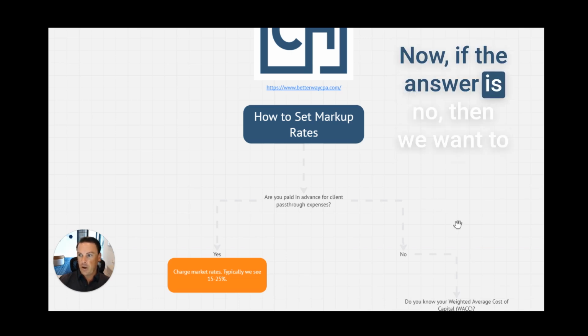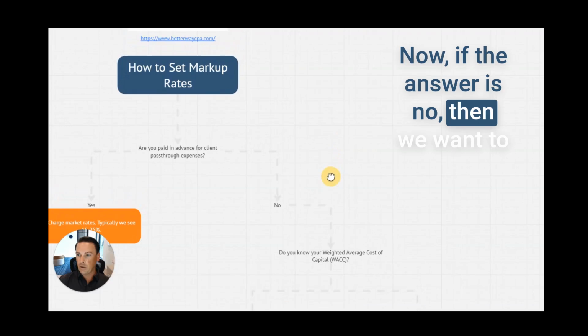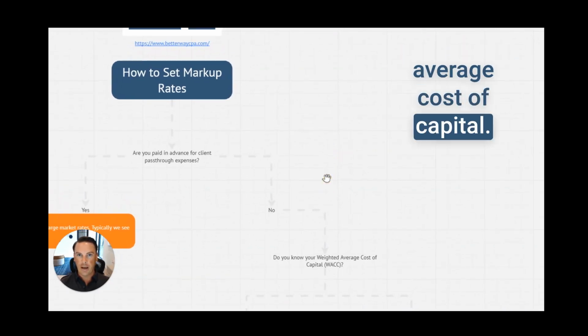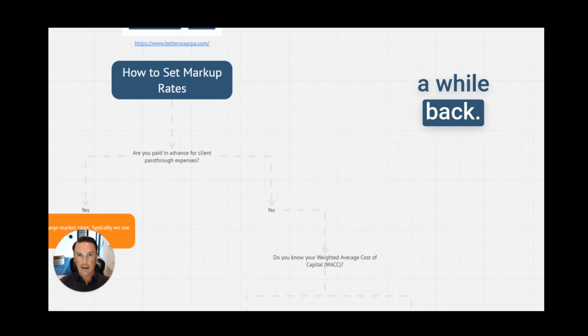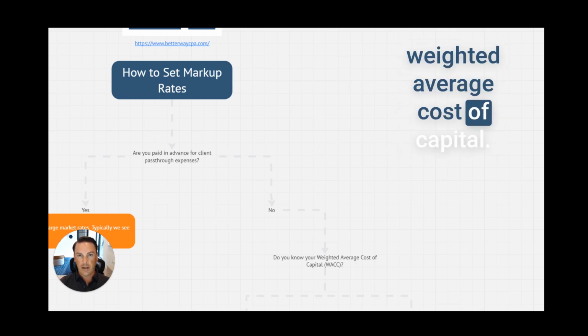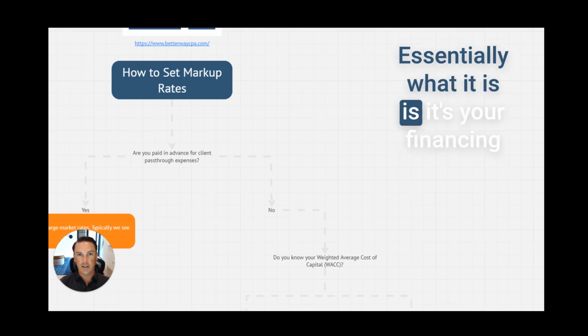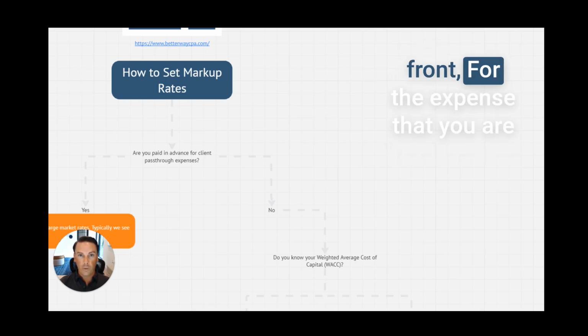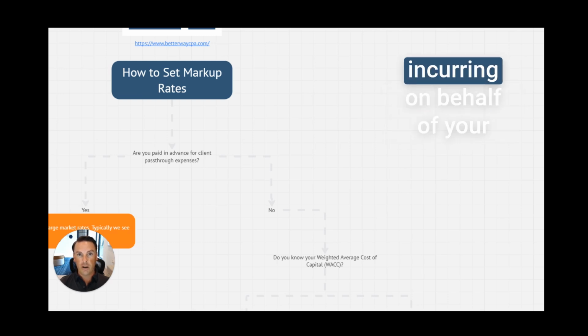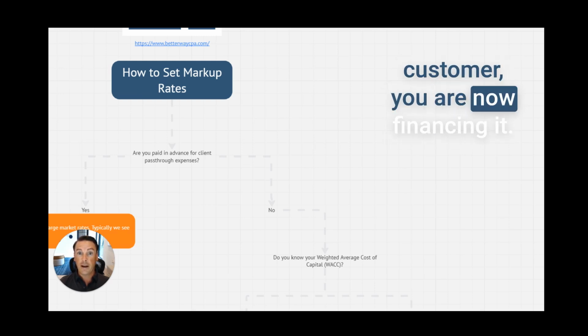Now, if the answer is no, then we want to be looking at the weighted average cost of capital. Now, what is the weighted average cost of capital? I'm going to link to a blog post that I put together a while back that's going to tell you all about it. Essentially it's your financing cost, because if you are not paid up front for the expense that you are incurring on behalf of your customer, you are now financing it.